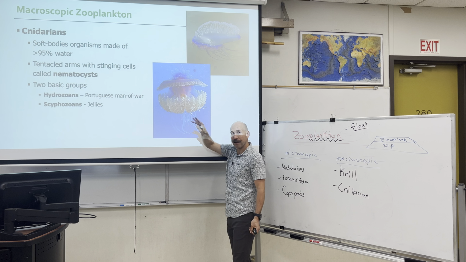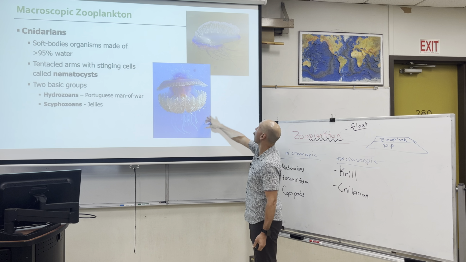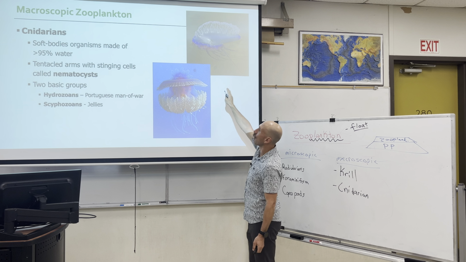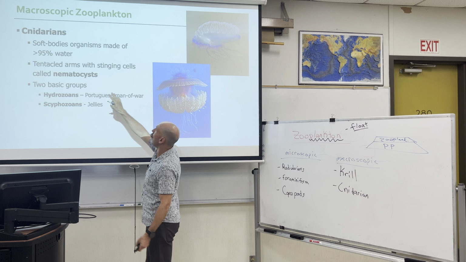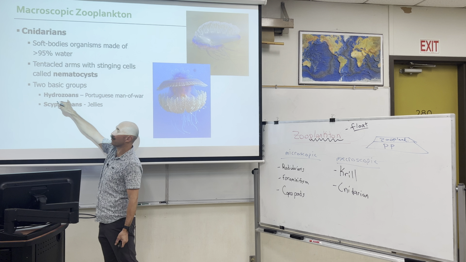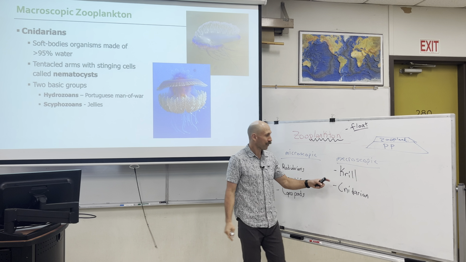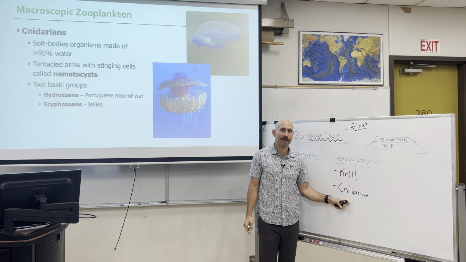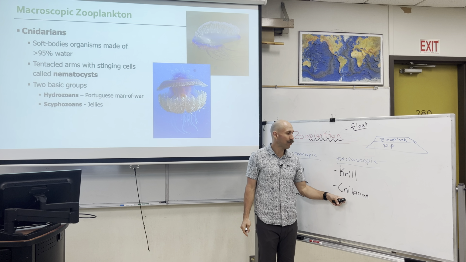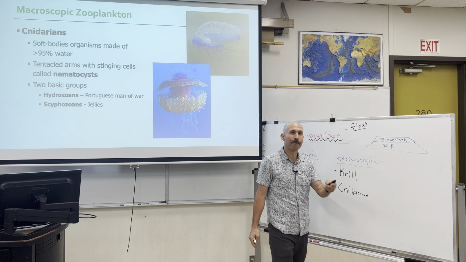Now, jellies can have stinging capabilities. The Portuguese man-o-war, another type of cnidarian known as a hydrozoan, also has these same capabilities, but same process. Organisms that float in the ocean that eat other organisms as their primary source of energy.